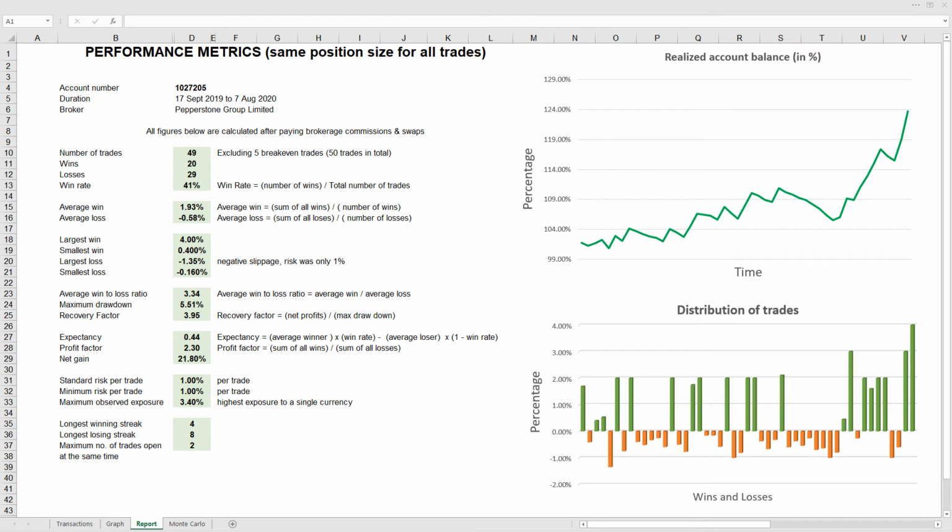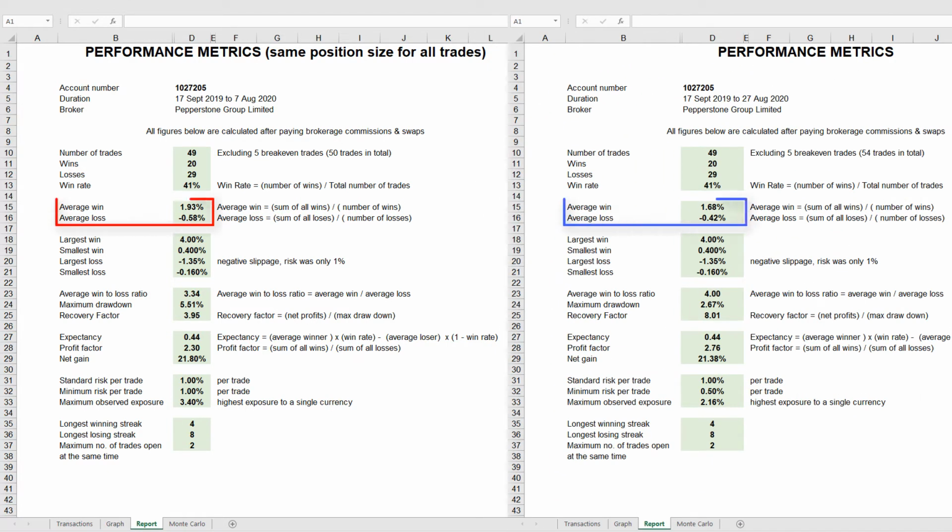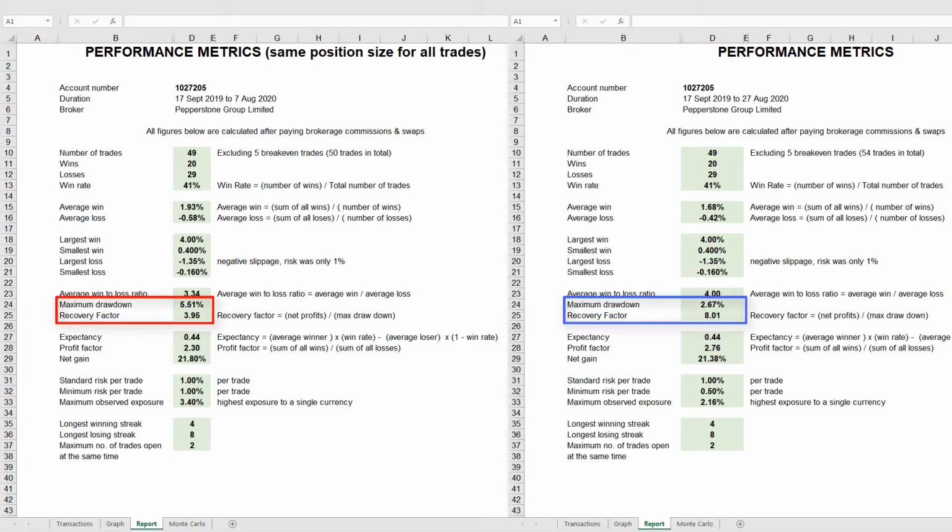Here are the key performance metrics if I had used the same 1% on all trades. No change in overall expectancy, as it should be, because the end results are the same. Average win size and loss size have both increased, and as a result, the average win to loss ratio has dropped. Key differences would be a large maximum drawdown during the losing streak, and of course the recovery factor. This comes back to my point earlier about the usefulness of knowing the recovery factor.